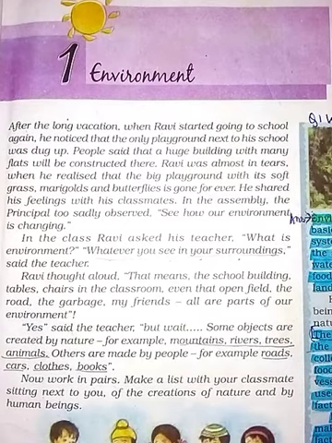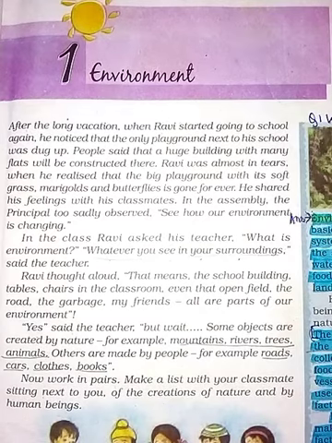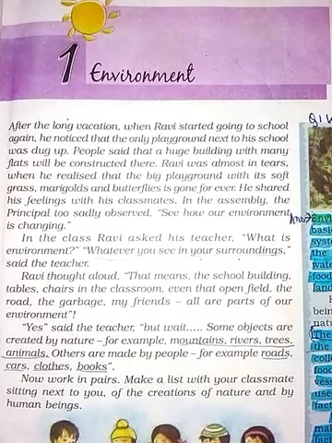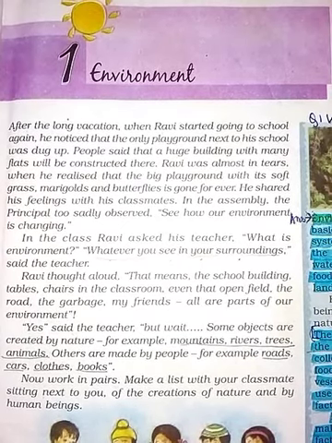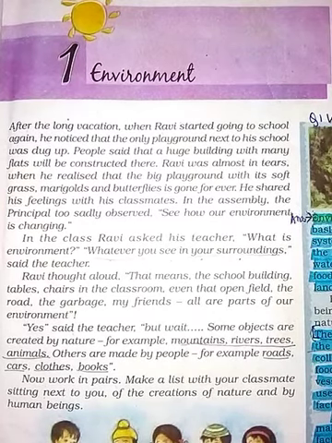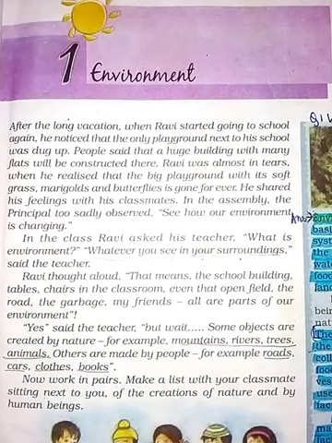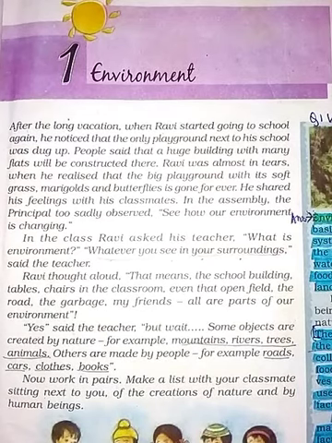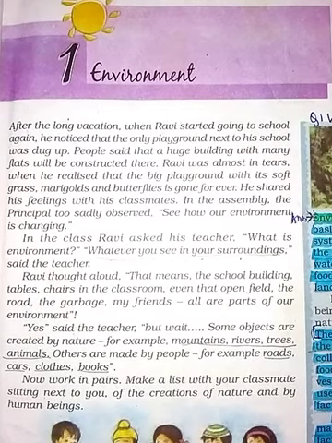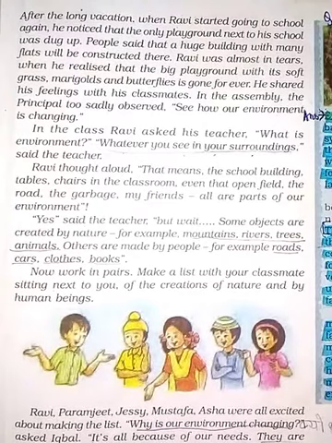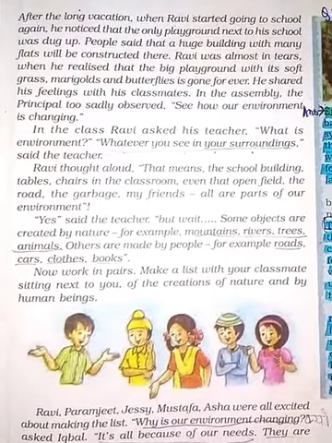After the long vacation, when Ravi started going to school, again he noticed that the only playground next to his school was dug up. People said that a huge building with many flats will be constructed there. Ravi was almost in tears when he realized that the big playground with its soft grass, marigolds and butterflies is gone forever. He shared his feelings with his classmates.